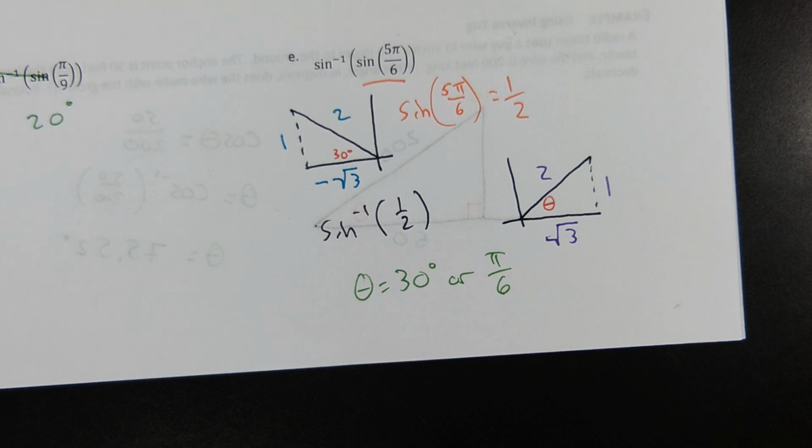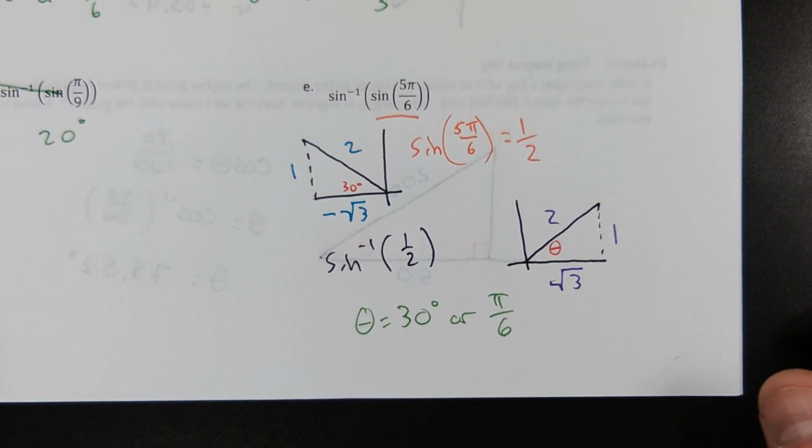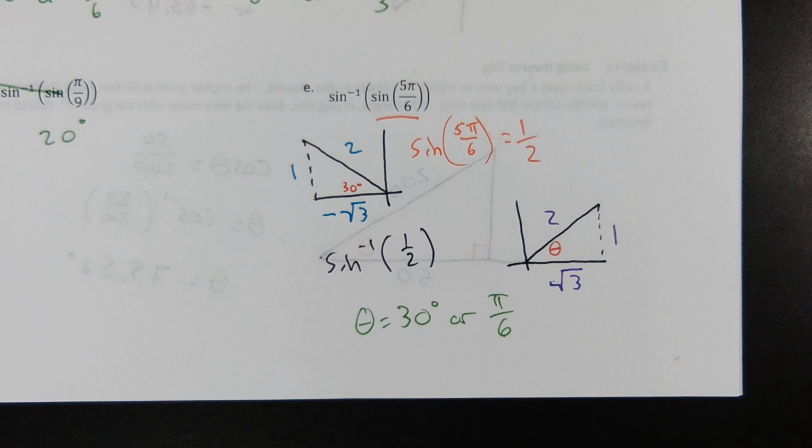Oh, I did 10 pi over 9, and I did 17 pi over 9. So I was just throwing extra examples at you, just so you could see how they work and what they do.